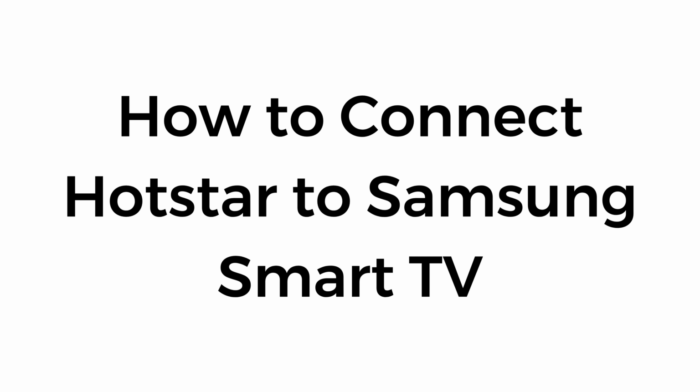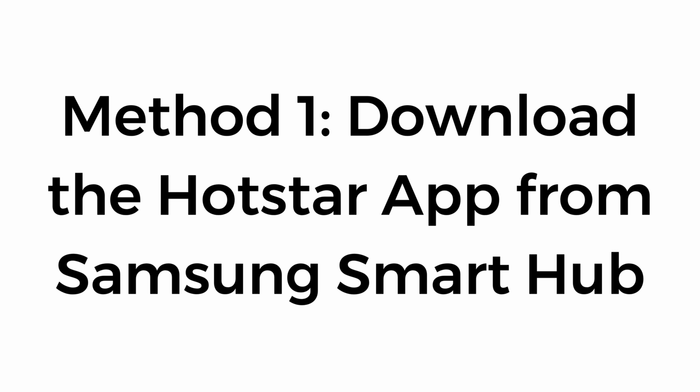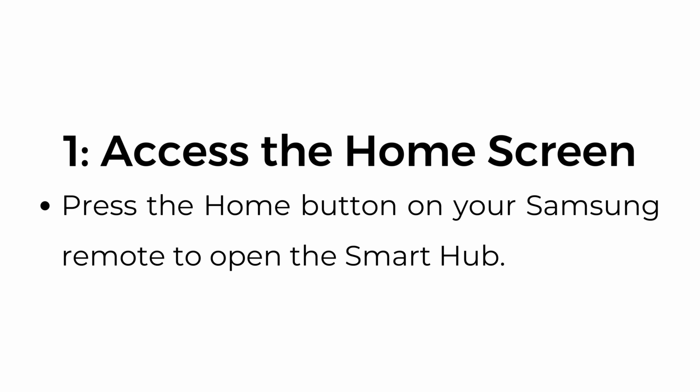How to connect Hotstar to Samsung Smart TV. Method number 1. Download the Hotstar app from Samsung Smart Hub. Step number 1. Access the home screen. Press the home button on your Samsung remote to open the Smart Hub.